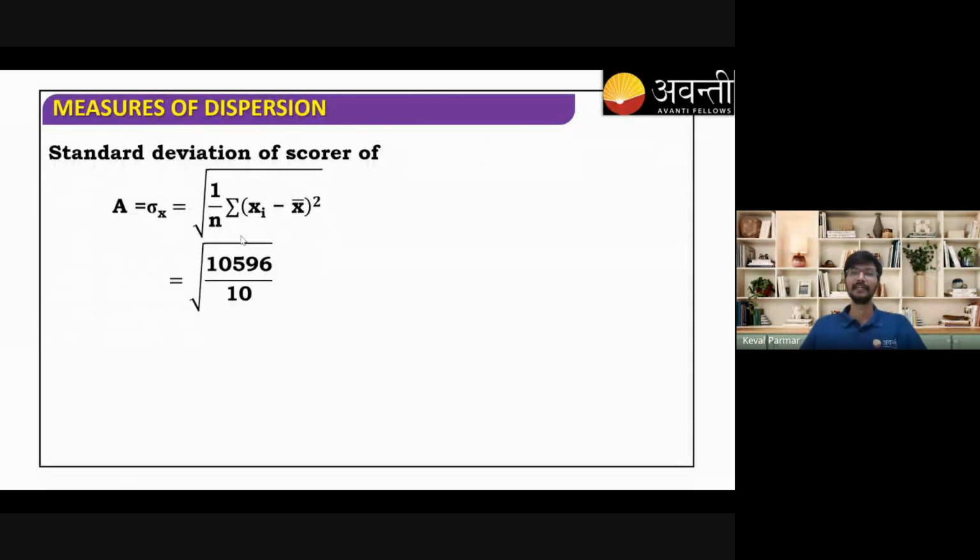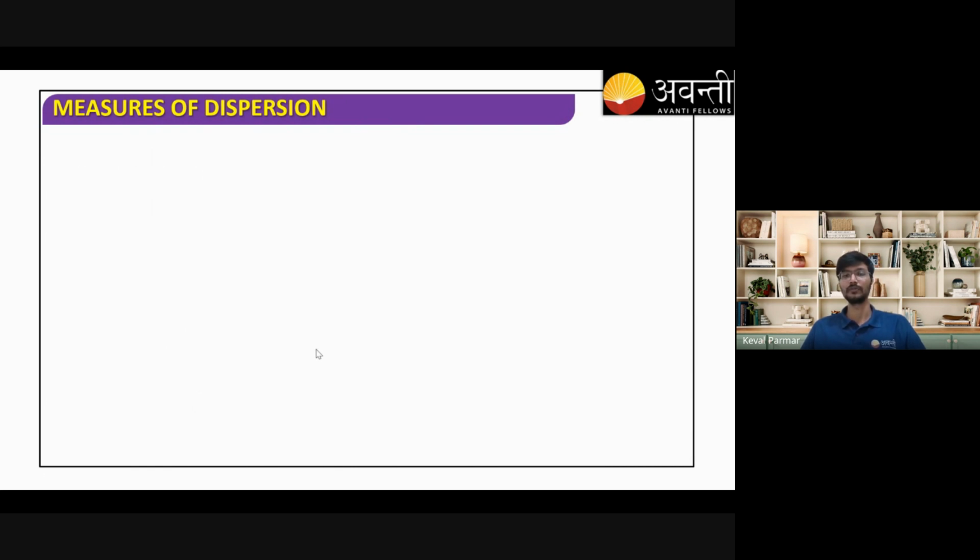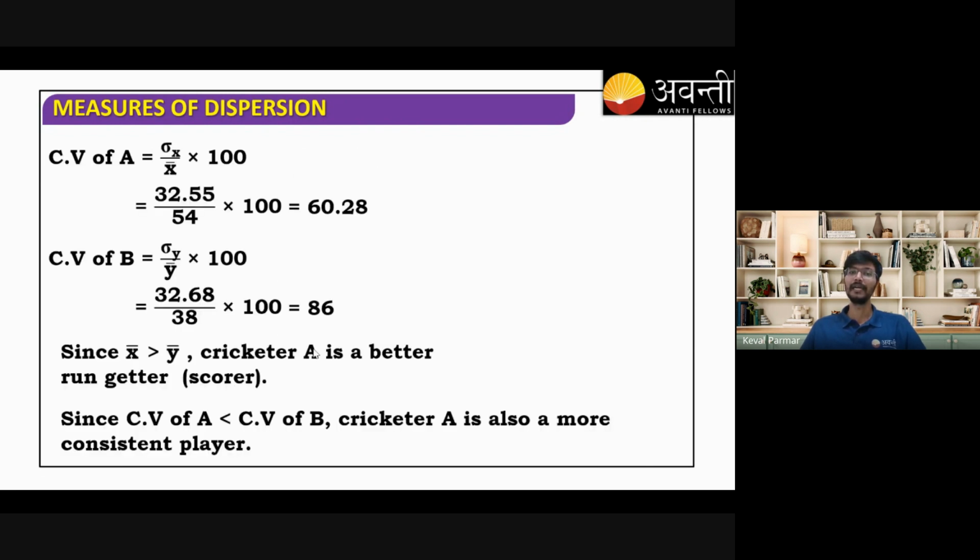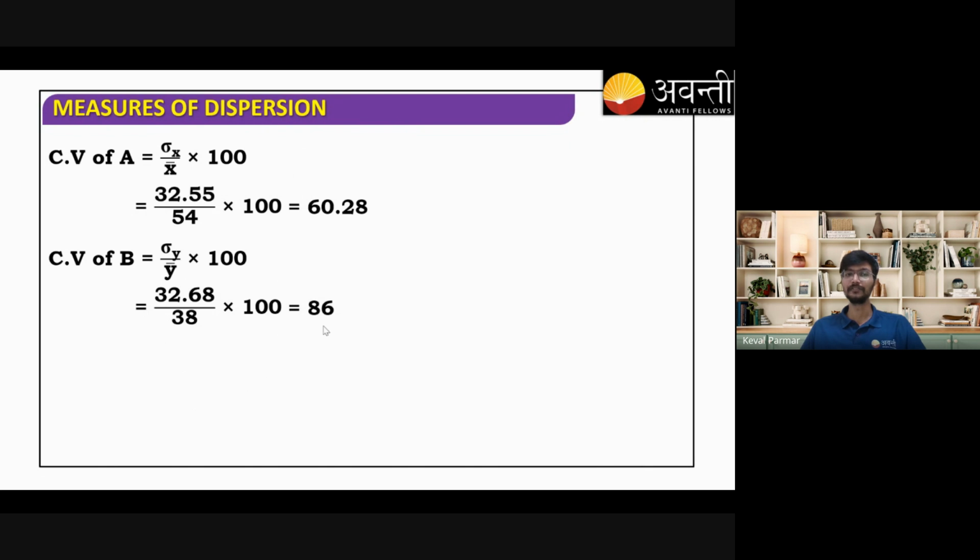Standard deviation will be under root of sigma xi minus x bar the whole square upon n. Which comes to 32.55. And the second one comes to 32.68. Very close, guys. Very close. But still, coefficient of variation is 60.28 and here it is 86.